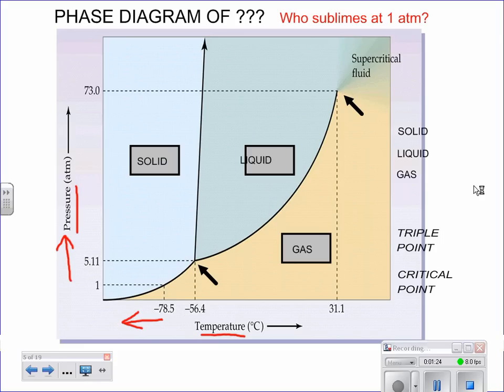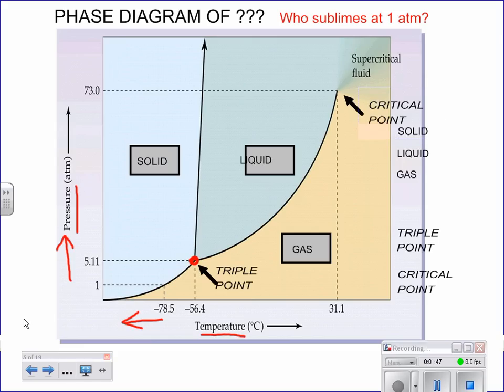We can see some other things about them. We can see that there's always going to be one certain point that all three phases can exist, and that's known as the triple point. And there's also something known as a critical point, and I'll talk about that in a future slide. So that's the first thing that we notice here.